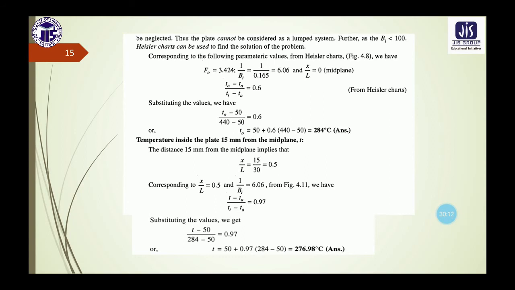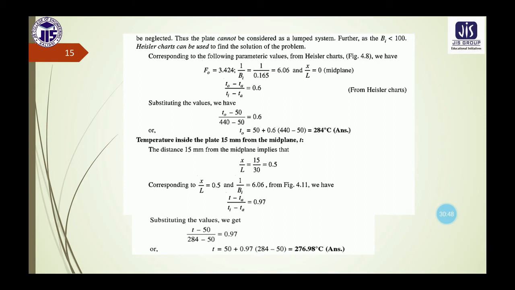Now we need to find the temperature inside the plate 15 millimeter from the mid plane. Now in this case x by L is not 0. So what is the value of x by L? It will be 15 divided by 30, that means 0.5. So now we need to use another chart of this Heisler relation when the x by L is not equal to 0.